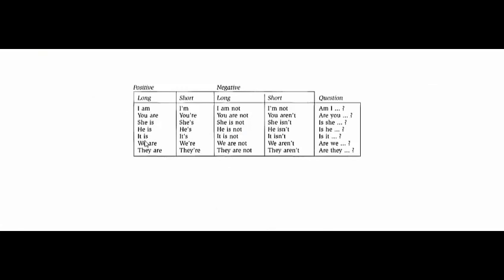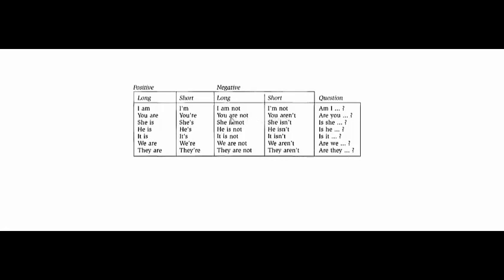Look here. Positive. Long form. I am. Short form. مختصر. I'm. Negative. نفي. I am not. In question. في السؤال. نحول بدل ما هي I am، Am I. Am I at home? You are. You're. Negative. نفي. You are not. You aren't.